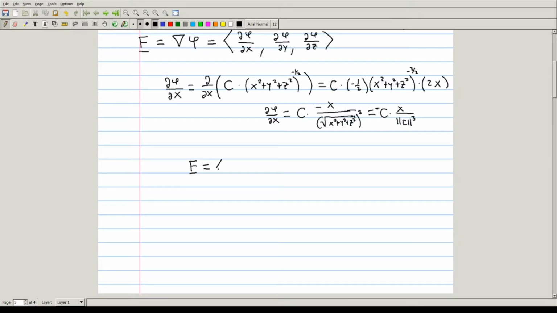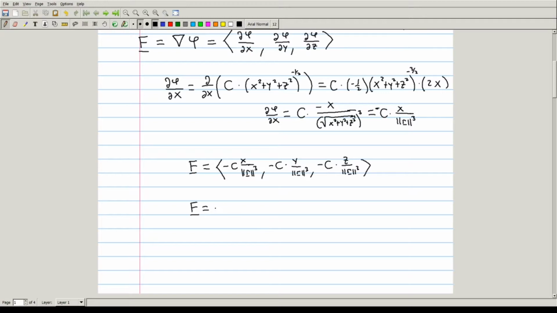So this is going to be equal to then negative c x over the length of r cubed, negative c times y over the length of r cubed, negative c times z over the length of r cubed, which can be simplified and rewritten as follows.